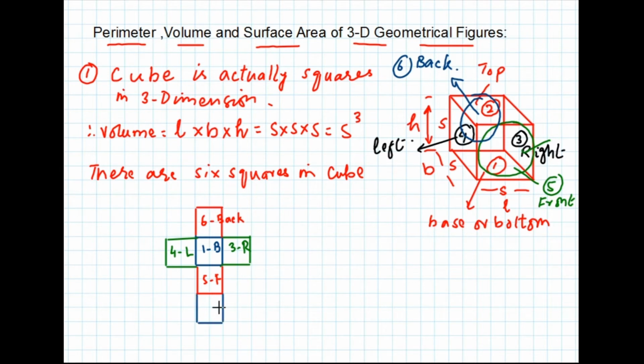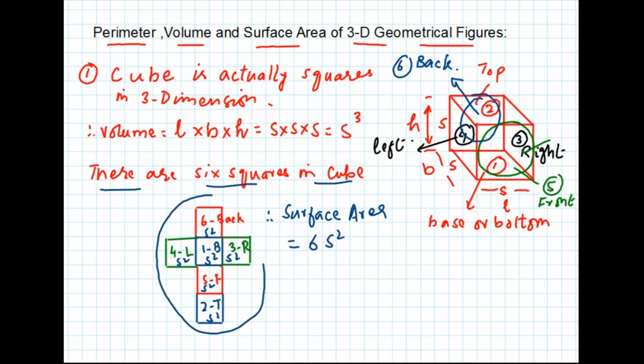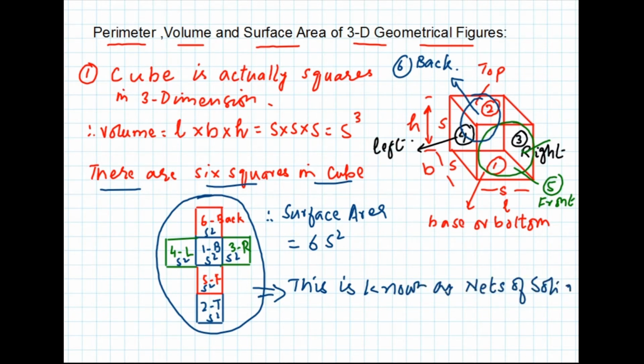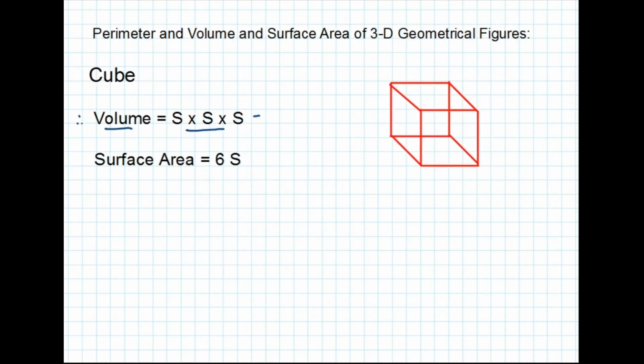and 2 as top. Therefore, surface area is the sum of area of 6 squares. Therefore, surface area is equal to 6s square. So the combination of 6 squares drawn separately is known as nets of solid as shown. Therefore, volume of cube is equal to S cube. Surface area is equal to 6s square.